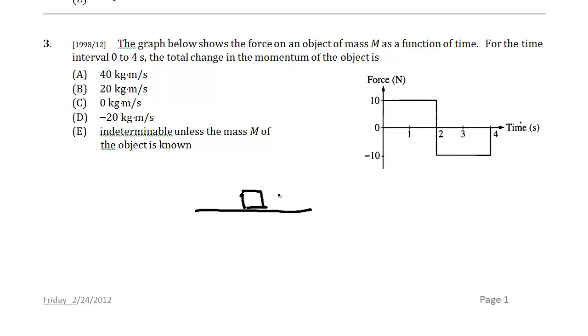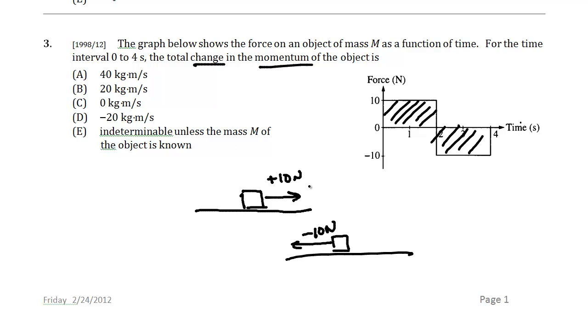Okay, on to question number 3, which asks if we have an object and a force on it, and for some of the time we apply a positive 10 Newton force, and some of the time we apply a negative 10 Newton force. What is the total change in the momentum? Now the times are equal, 0 to 2, 2 to 4, and these areas are equal.